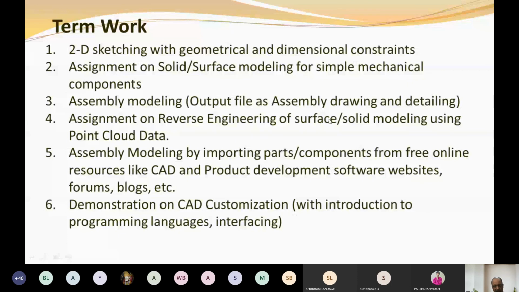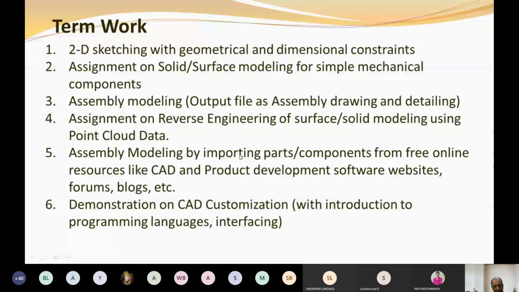Okay, we will have some point cloud data, which means that whenever there is a model we can have the photo, or there are different instruments which can generate the point cloud data. It captures the coordinates of different points on that particular solid model, and with that we can generate a particular solid model.